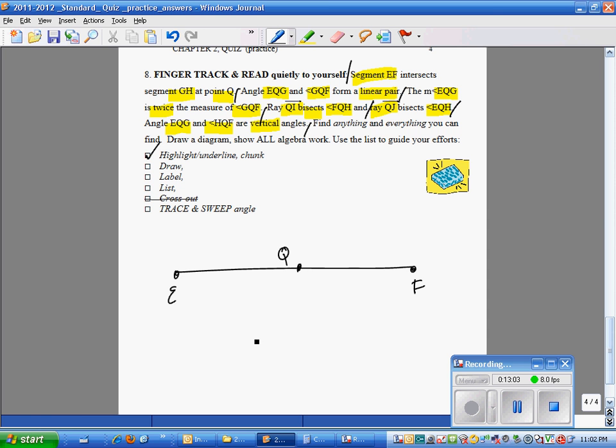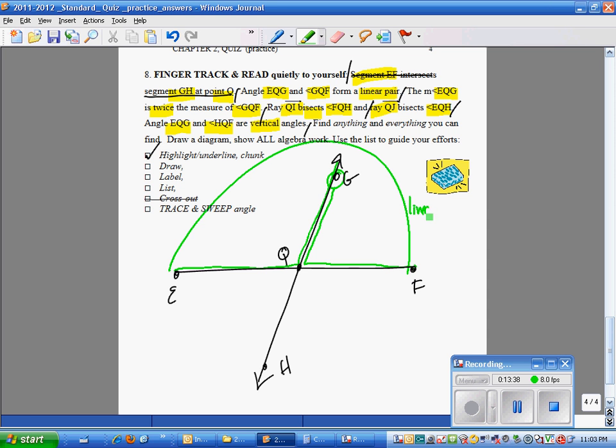Angle EQG and GQF form a linear pair, so EQG and GQF form a linear pair. That means they share a side, they make a line. That implies they add up to 180. It says here that the measure of angle EQG is twice the measure of GQF. So EQG is twice GQF. So if GQF is x, this is 2x.